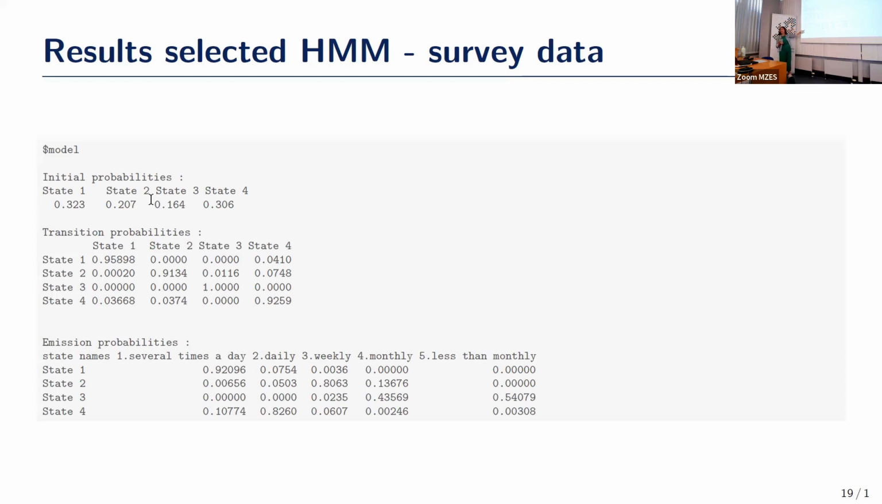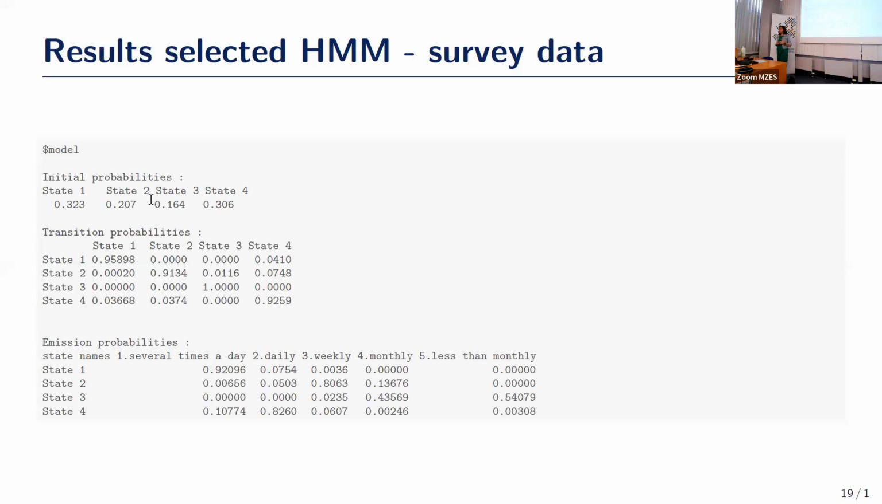So we know that we have 4 latent states, but for now we don't know what they actually mean or represent. So we use these measurement probabilities, the probabilities of how likely we are to observe, now we're looking at the survey, this several times a day category, given that we are in state 1, for instance.